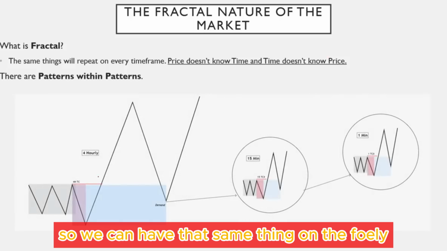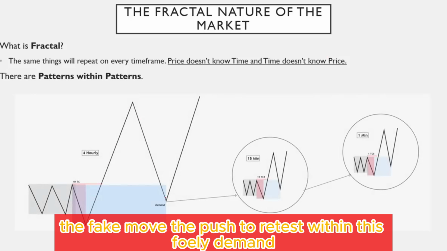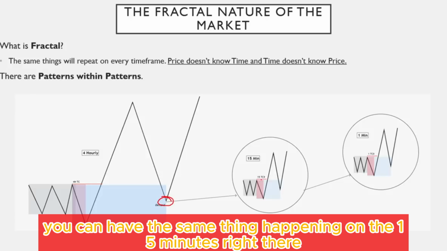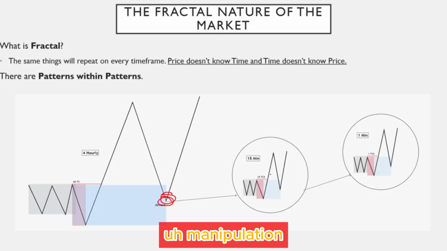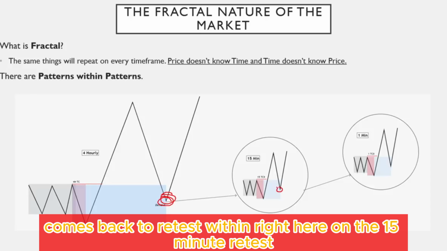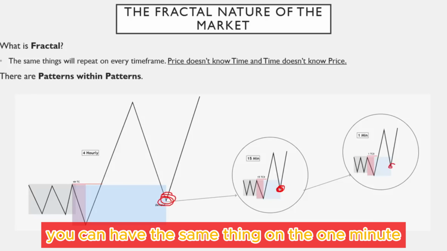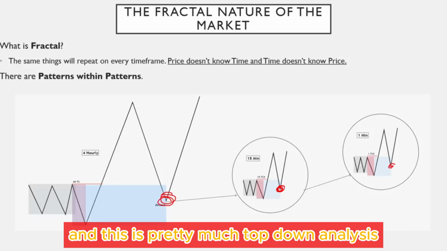So we can have that same thing on the hourly, the fake move, the push to retest. Within this hourly demand, you can have the same thing happen on the 50-minute. Right there, the 50-minute gives you a range, manipulation, pushes outside, comes back to retest. Within right here on the 50-minute retest, you can have the same thing on the 1 minute. And this is pretty much top-down analysis.